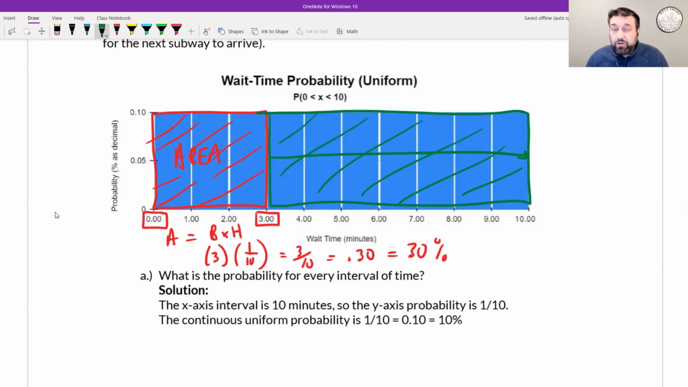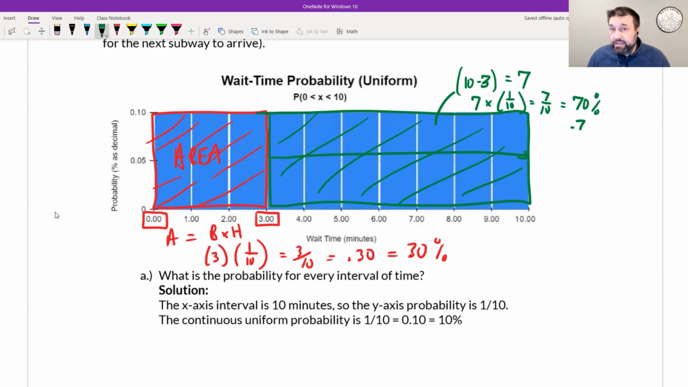And there are actually 2 ways that we could find this area. One way would be to calculate it directly. So you could say, well, my distance from 3 to 10, so 10 minus 3, that's equal to 7. That's my base. And then I would take 7 and multiply it by my height, 1/10, to get 7/10, which is 70%, right? Or 0.7. So that would be the probability of waiting more than 3 minutes, between 3 and 10 minutes, okay?